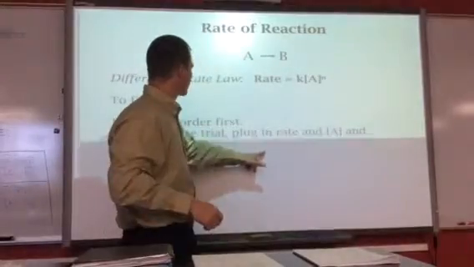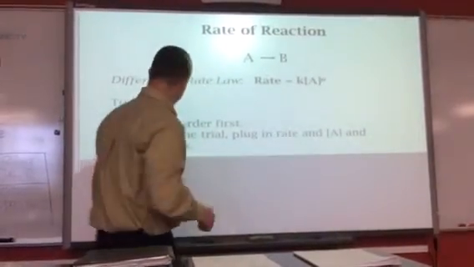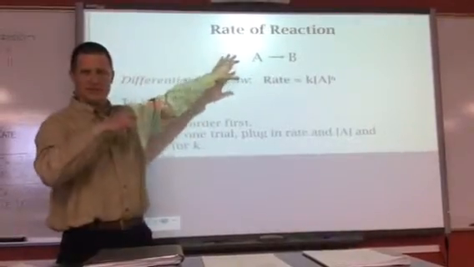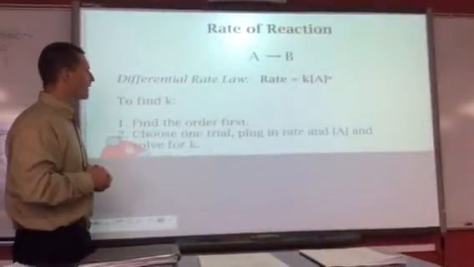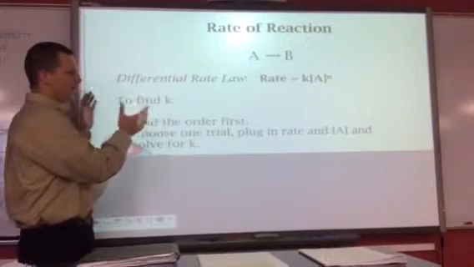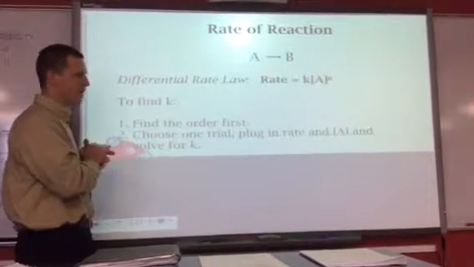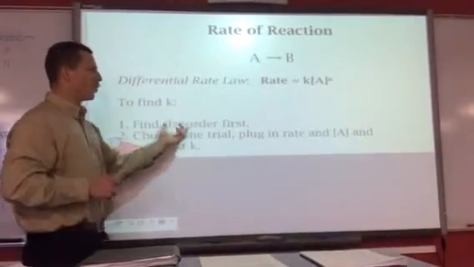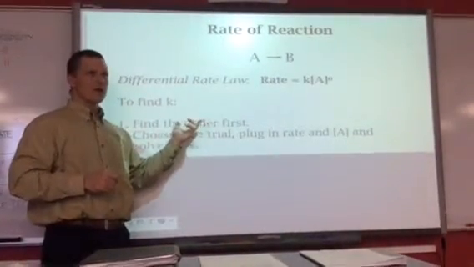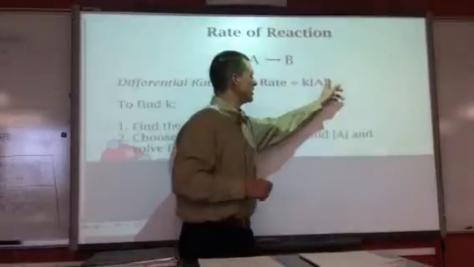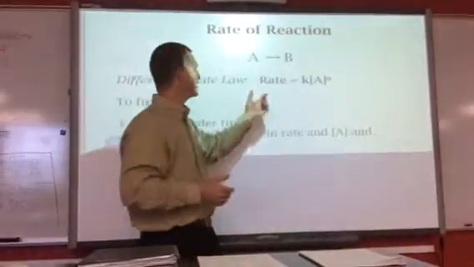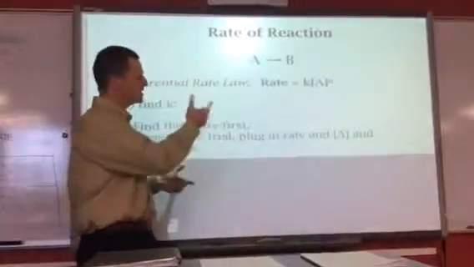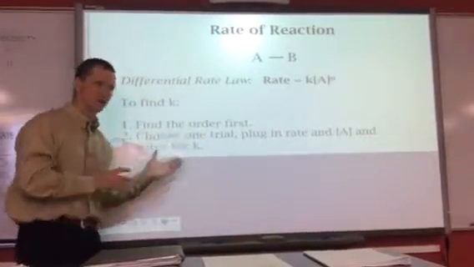The way we find the k value is, and don't rewrite all this because this is the same as the top of the other slide: when you have a set of concentration versus rate data, find the order. So you're going to know what the exponent is there. Then just choose any one of the trials and plug in the rate for that trial and the concentration. The only thing you won't know then is the k value, and you solve for it. It's extremely easy to find k.